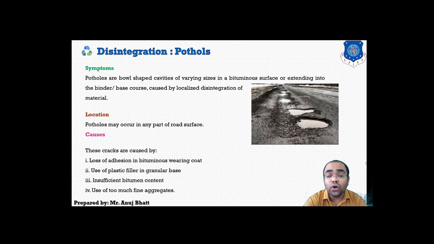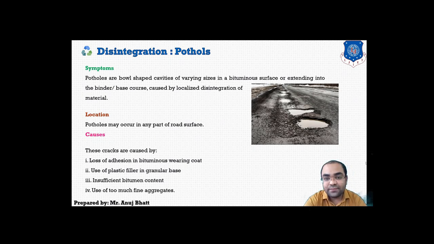The formation of pothole is aggravated due to use of plastic filler in the granular base. If not attended to in time and properly, the aggregates in the surface get progressively looser. Lack of proper bond between the bituminous surfacing and the underlying water-bound macadam base layer can also cause the formation of potholes. The insufficient bituminous content and use of too fine aggregates in the mix also cause the potholes on the road surface.